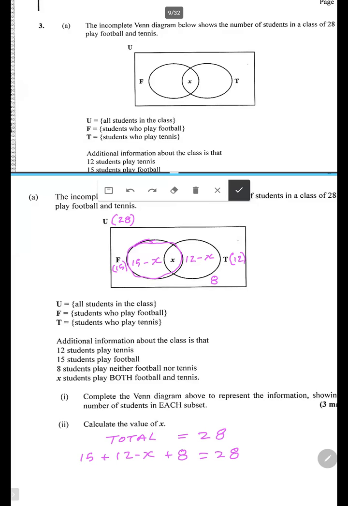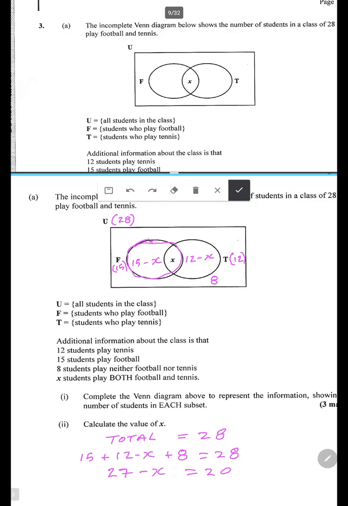All right. So the 15 and the 12 is 27 minus X. We can carry this 8 over here and subtract it. And so it becomes 20.